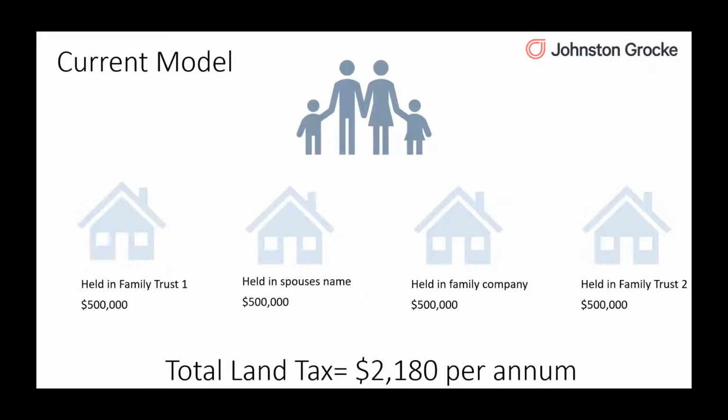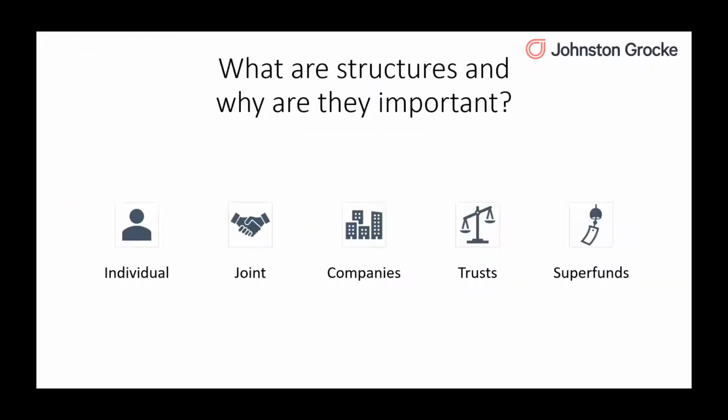That's individually assessed. So let's look at what the implications are of what's happening with the government at the moment. Currently, in that previous example, we had an individual owning a property, two trusts, and a company. They were all separated, and the purpose of that, in this instance, was to reduce land tax.